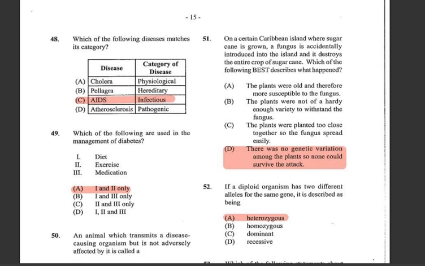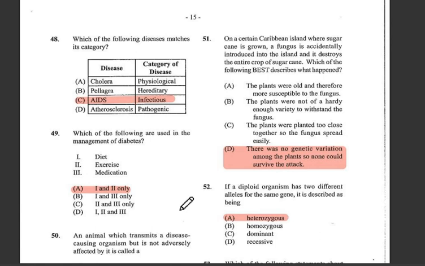Alright, so on a certain Caribbean island where sugarcane is grown, a fungus is accidentally introduced into the island and it's destroyed an entire crop of sugarcane. Which of the following best describes what happened? So here, there's no genetic variation among the plants, so none could survive the attack. The reason being that there's no genetic variation among the plants, right? So none could survive the attack.